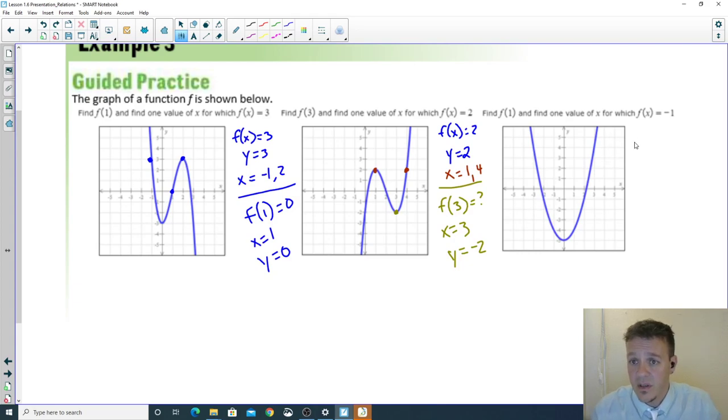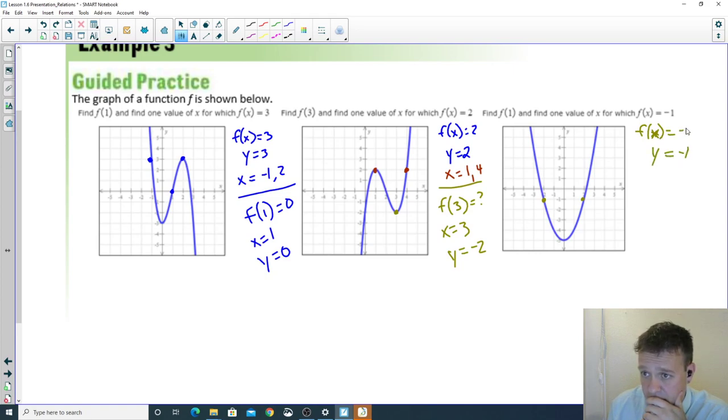Okay, and then the last one here, same thing. So f of x equals -1. So y equals -1. So that means when y is -1, it could be either 2 or -2, right? So when f of x equals -1, it means y equals -1, which means x equals 2 or -2, right?